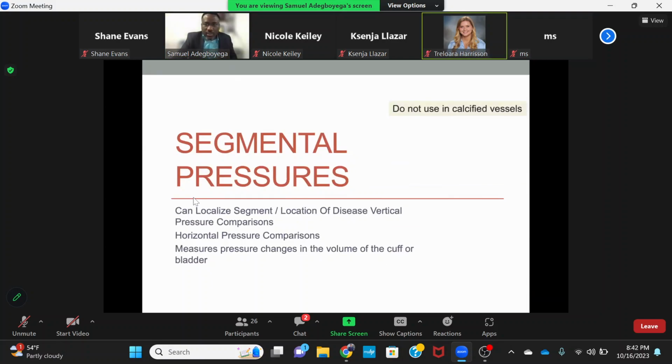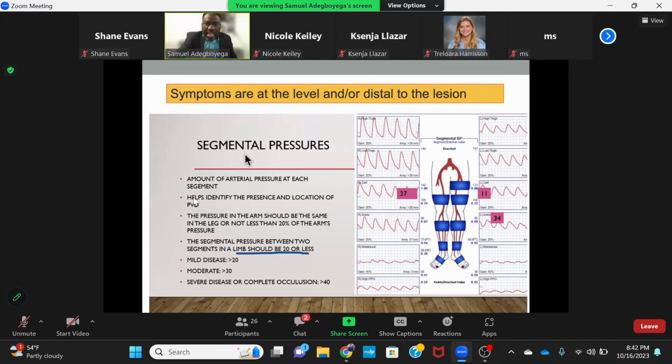Thank you. So again, stay away from segmental pressure if you have calcified vessels. This right here, you have to memorize. Our normal segmental pressure difference between limbs is 20. If you go down one limb, between this segment and this segment is 20. That's normal. If you go between thighs, between legs, between the ankles, it's also 20. Anything above 20 is mild disease. Anything above 30 is moderate disease. Anything above 40 is severe disease.